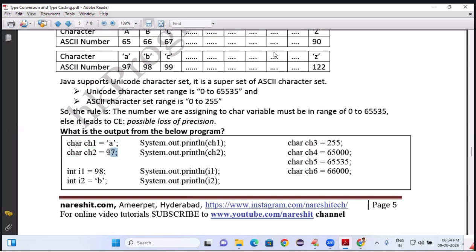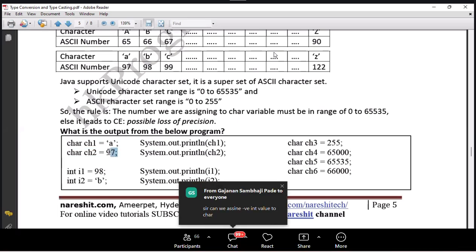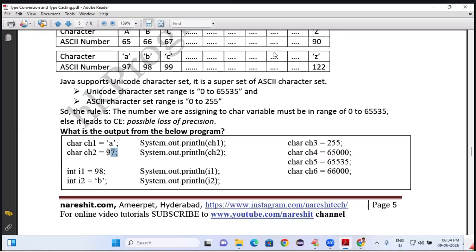This number representing a character should be supported by our computer, right? By default, our operating system is a US-based operating system. It supports only the ASCII character set, 0 to 255 only. By default, the Unicode character set will not be there in our computers. If I write 65,000 or 65,535, it represents a character that is not there in our computer.